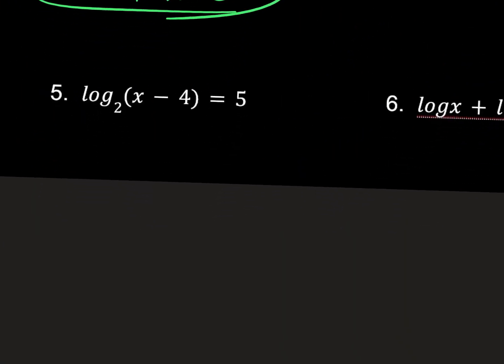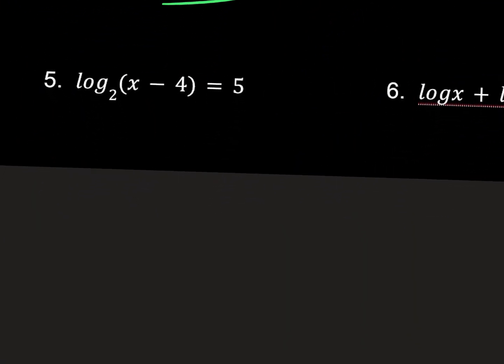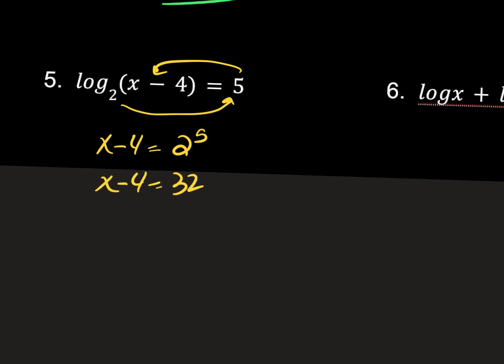Number 5, same deal. There's only one log. If there's only one log, I'm going to say that base to the 5th power equals x minus 4. So I'm going x minus 4 equals 2 to the 5th power. Everybody knows 2 to the 5th power is 32. Move the 4 over. That's 36. Check your answer. Make sure it doesn't make the log negative. It does not. We're in good shape.